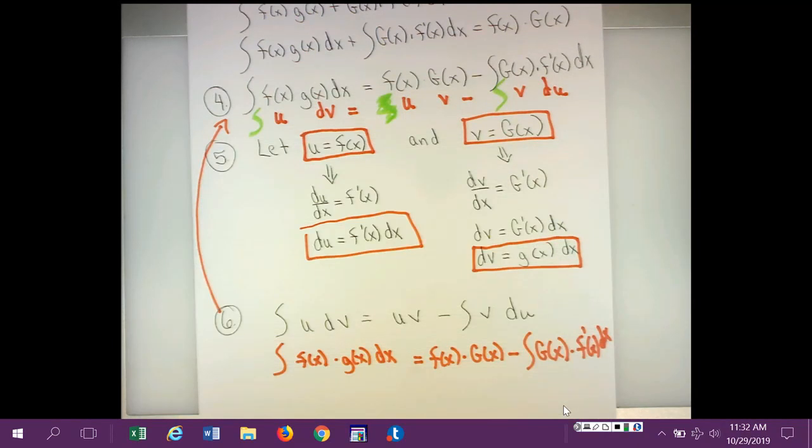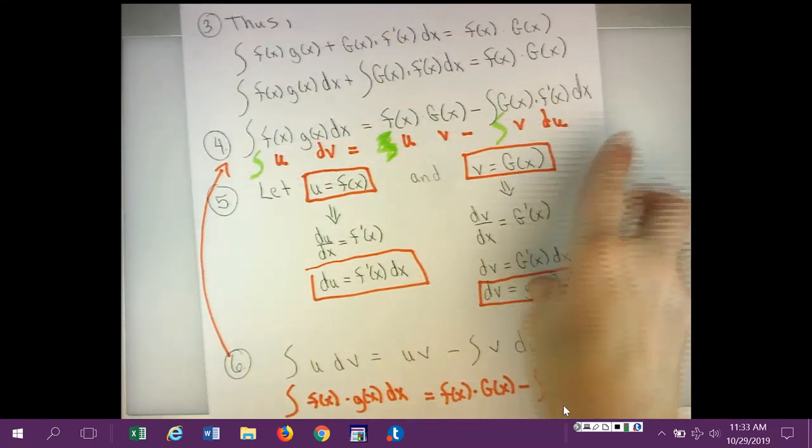And you may want to watch the video a couple of times, or better yet, I suggest as you watch the video, maybe you write down the steps yourself and make the connections. And you will definitely see how they derive the formula for integration by parts.